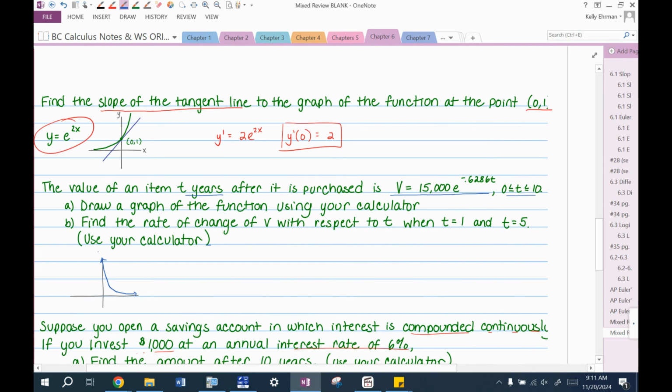All right, part B says, find the rate of change of v with respect to t when t equals 1 and t equals 5. Use your calculator. So because you're allowed to use your calculator, even though you could find the equation for v prime, don't waste any time doing that. The only thing you need to show is that you're doing v prime of 1. So what is v prime of 1? And then what is v prime of 5 going to equal?